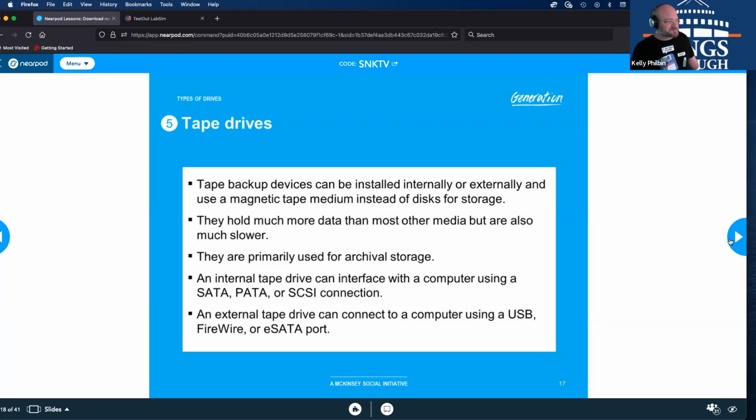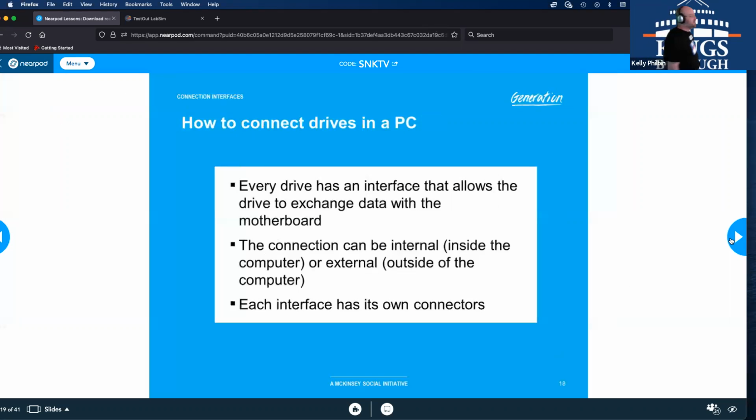All right. So now moving in, how are we going to connect these awesome and amazing drives to our computers so that we can actually have a conversation and or store our data to them? So as we've seen before, they can be internal or external.